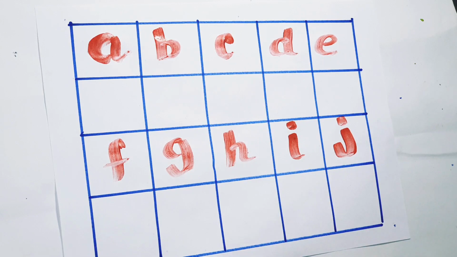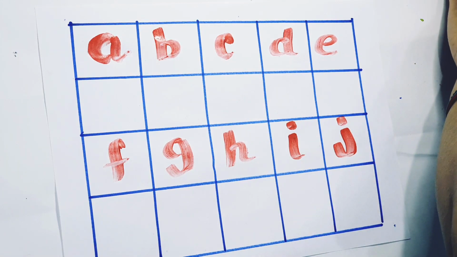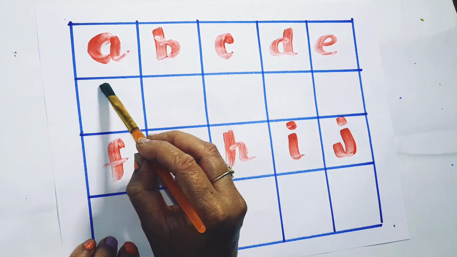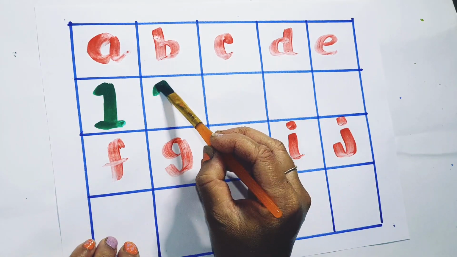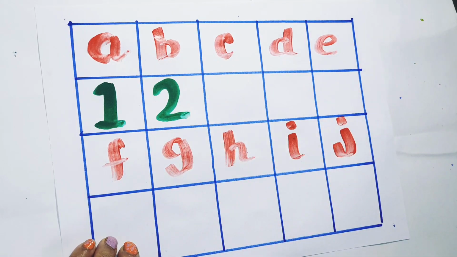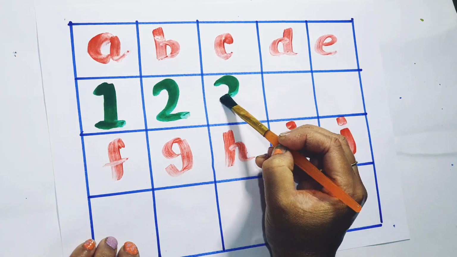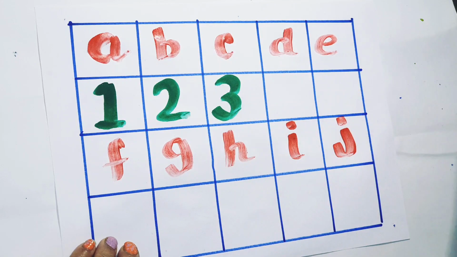Green color. One, O-N-E, one. Two, T-W-O, two. Three, T-H-R-E-E, three.